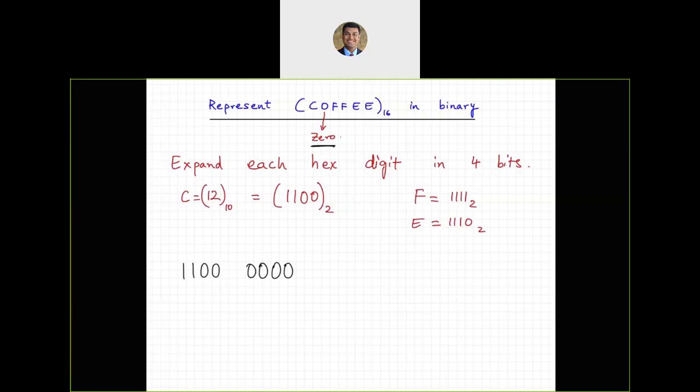1100. After that, 0000. F is what? 1111. Another F, 1111. And E, 1110. Another E, 1110. That would be your answer for coffee in binary. Very easy, right? All you are doing is expanding into 4 bits.